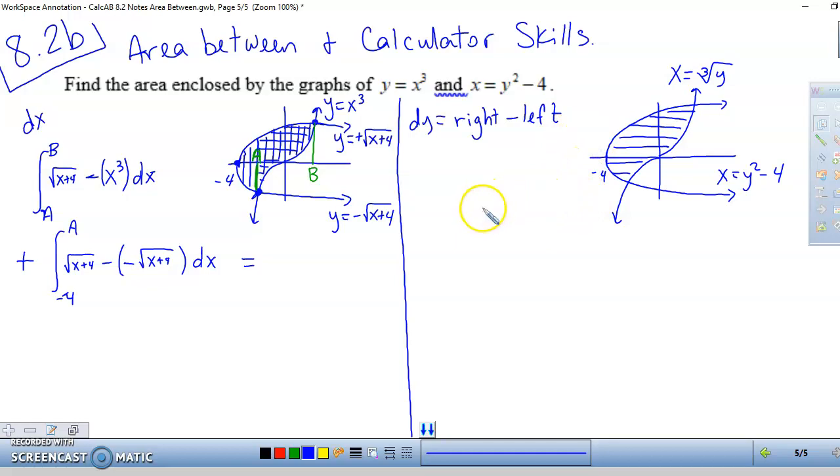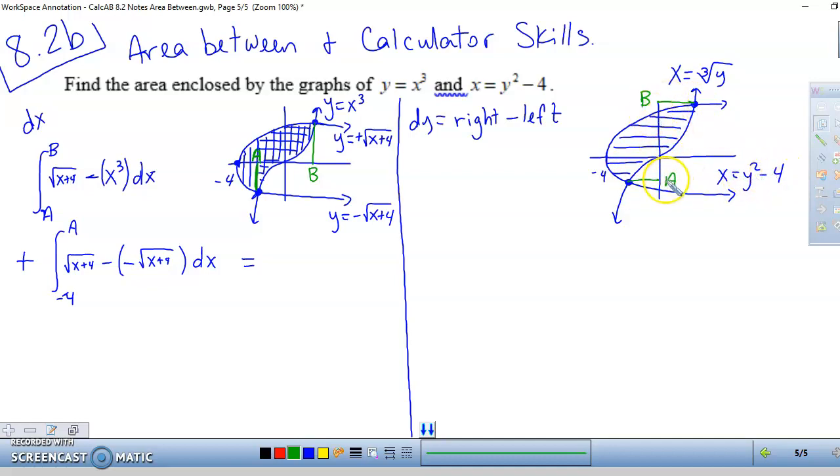Okay, so a couple of things you want to think about. We still need to figure out the intersections. And those are going to be with respect to y. So I'm going to be looking this direction for my a and my b. And those would be my bounds for the integration. And then I would just do the cube root of y minus the y squared minus 4.